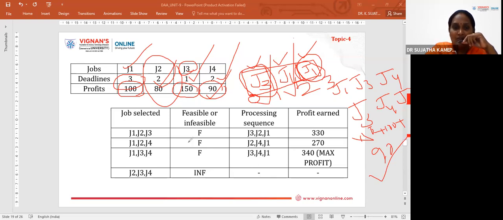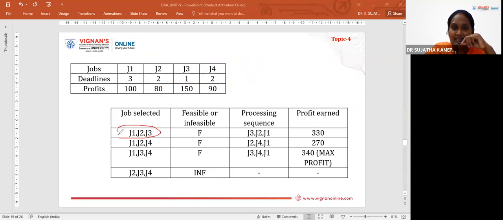Right. Now here you can see, if you use the brute force technique, I can select a maximum of 3 jobs. So that's why I am first selecting J1, J2, J3. Now it is a feasible solution, its profit earned is 330, and its processing sequence is J3, J2, J1.